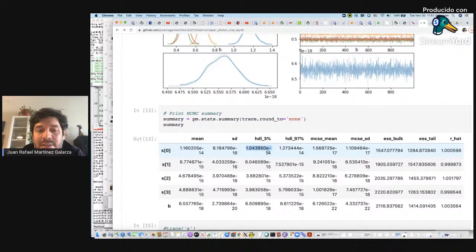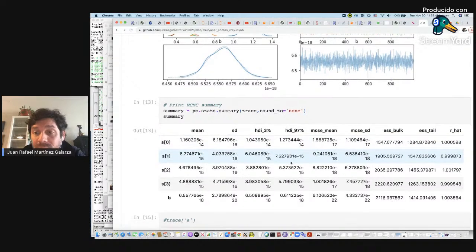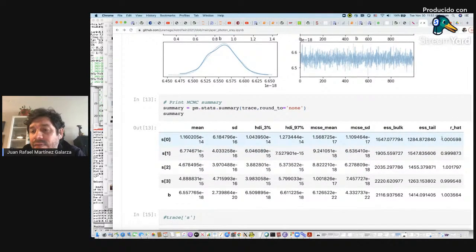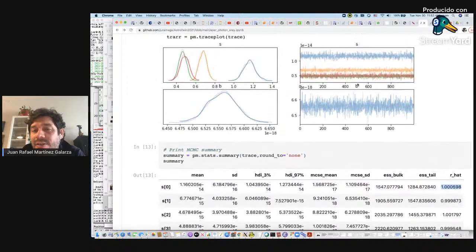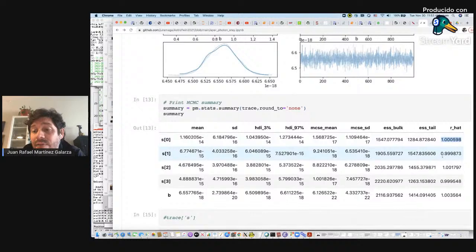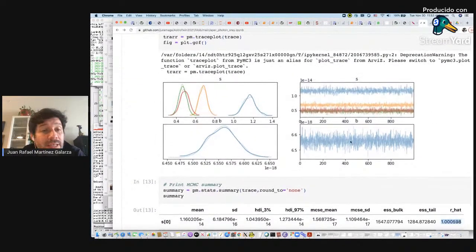Basically, this is the flux. This is the majority of the flux. 97% of the flux is beyond this value, and 3% of the flux is above this value. So it's effectively giving you the error bars here. And it also gives you an R-hat value, a statistic that tells you whether the chain has converged. If it looks converged, this value will have to be very close to one. You don't want to be very far from one. So that's great.